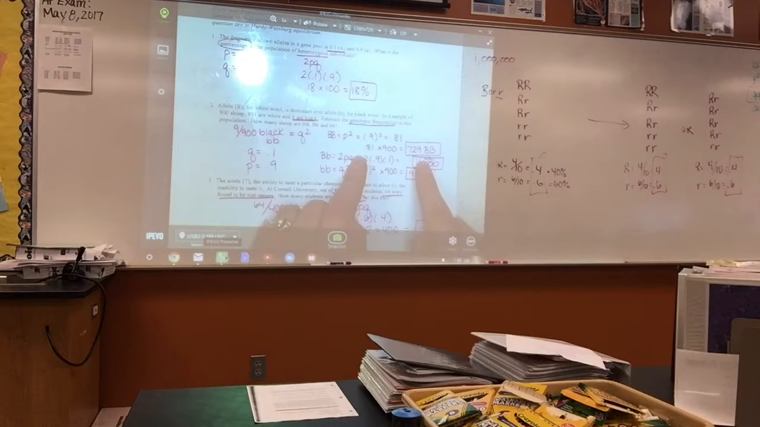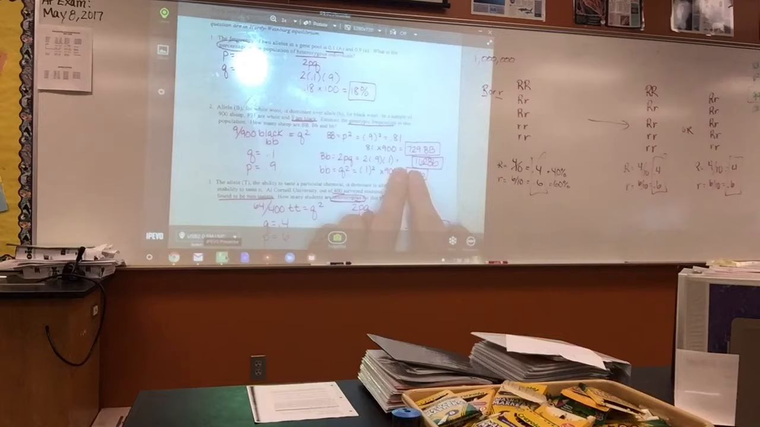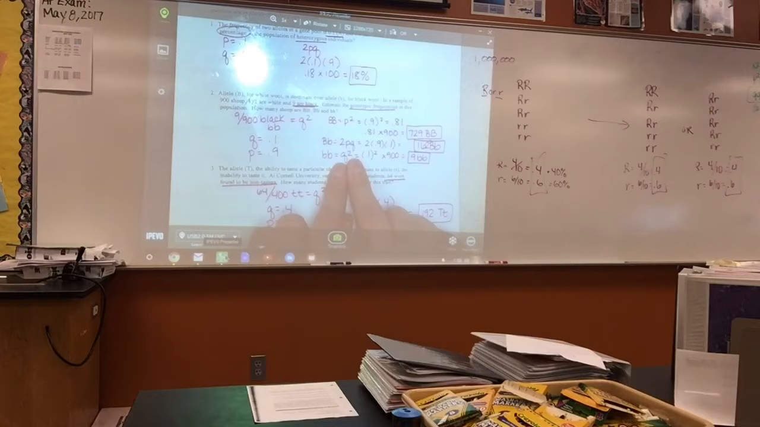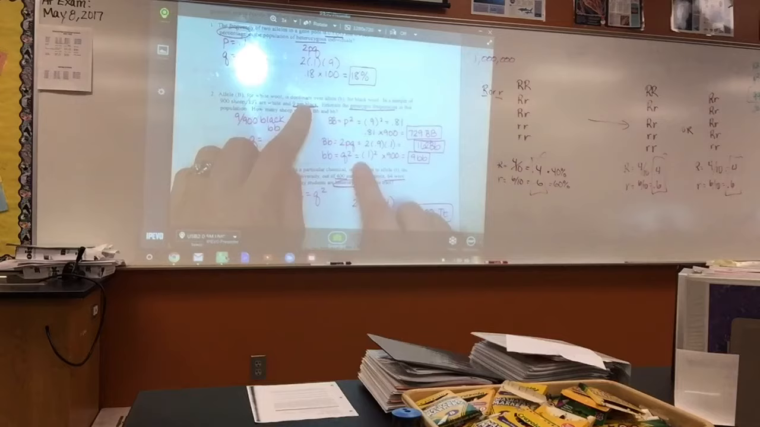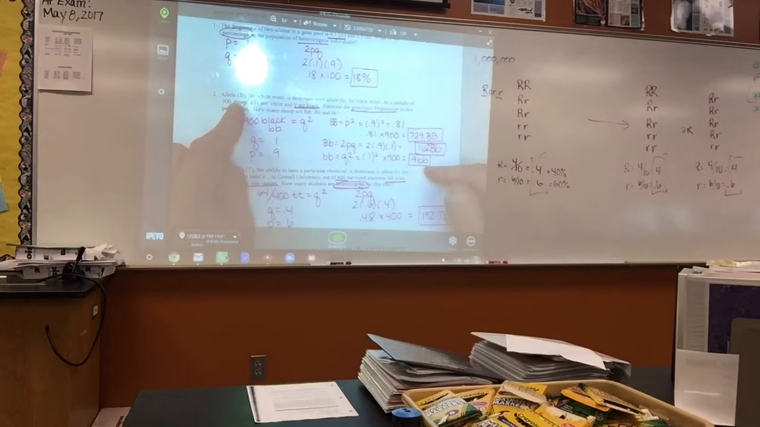729. Then big B little b is 2pq, so 2 times 0.9 times 0.1, and then you take that and multiply by 900, and then you get 162. And then lastly, little b little b is q squared, 0.1 squared, times your total, which is 900, and that's 9, which we already knew. All right, so they gave us that, but it just shows you that when you plug it into the equation, it still works. And these all add up to 900.